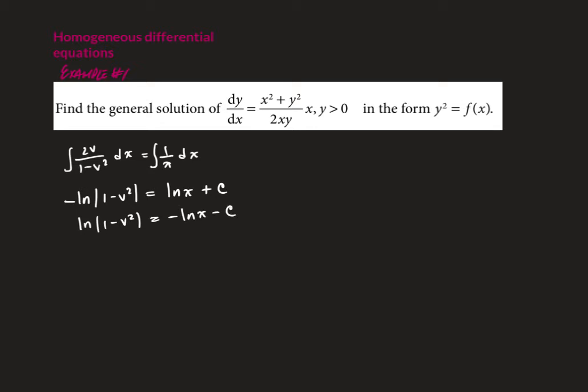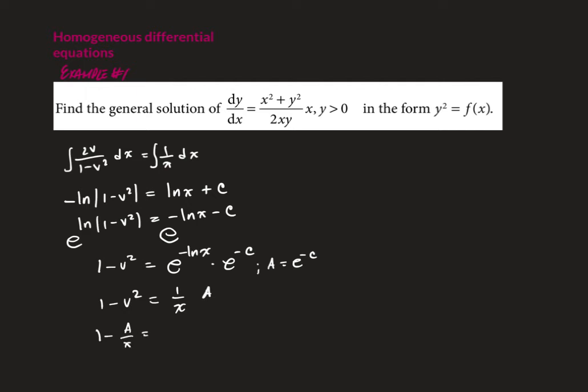And we're going to take everything as an exponent of e. So e to the power of the expression that we have, e to the power of this, e to the power of this. The exponential and the natural logarithm cancel out, and we just get on the left hand side 1 minus v squared, and on the right hand side we can separate this exponential into two exponentials. One is e to the power of minus ln x times e to the power of minus c. The first exponential can be simplified and we just get 1 over x. And we can rename this constant e to the power of minus c as a new constant a. So the right hand side just becomes a over x. And we can solve for v squared: 1 minus a over x is equal to v squared.